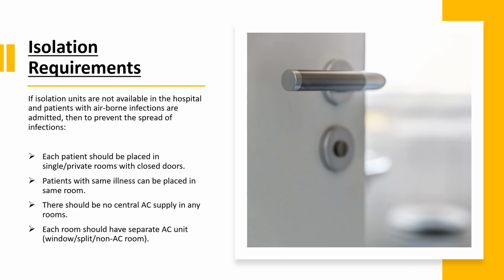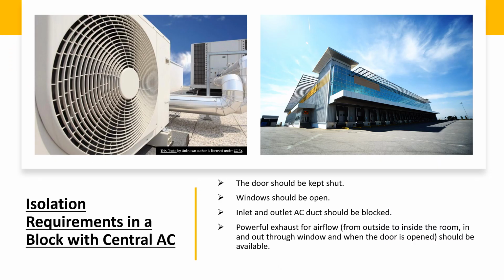Patients with the same illness can be placed in the same room. There should be no central AC supply in any rooms. Each room should have separate AC units. Doors should be kept shut in isolation rooms. Windows should be open. Inlet and outlet AC ducts should be blocked. Powerful exhaust should be in place.